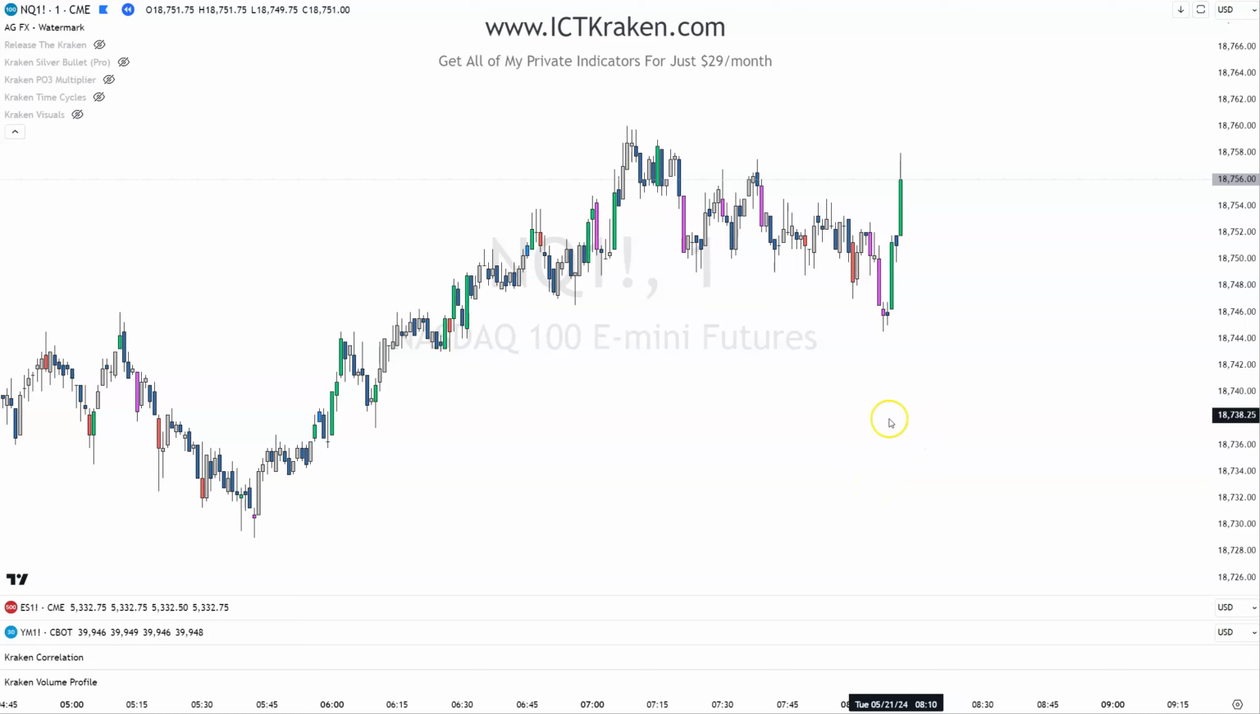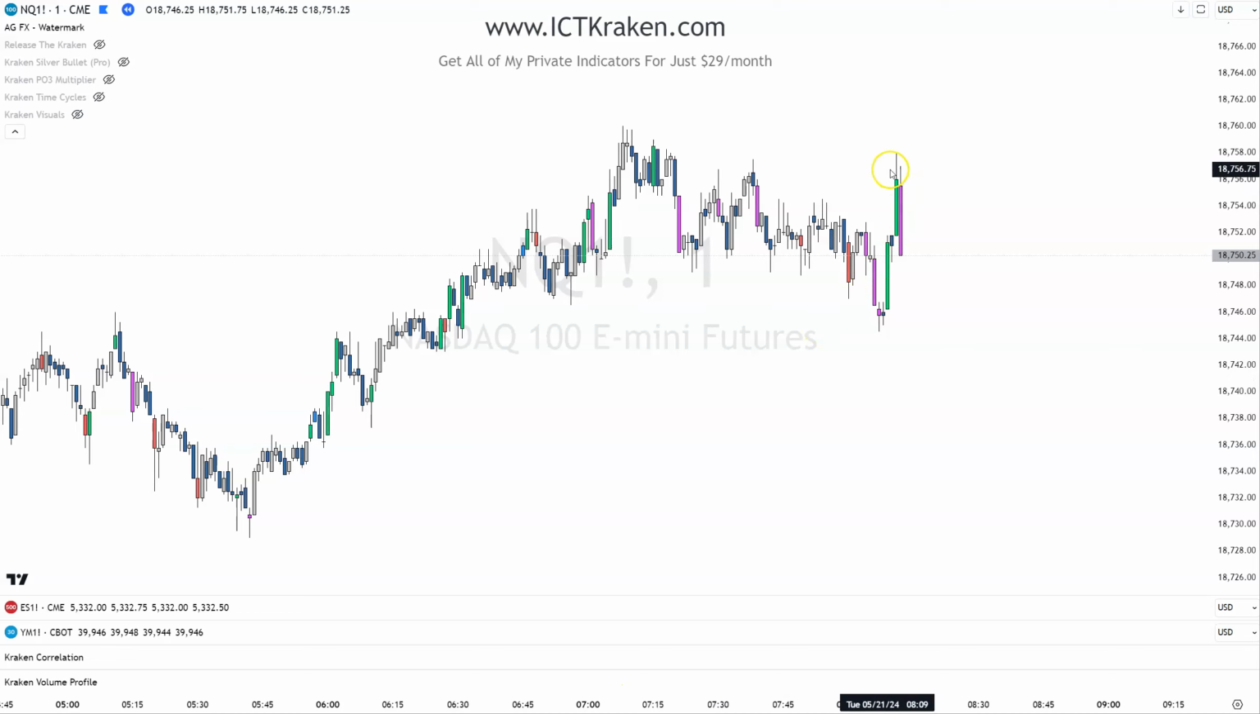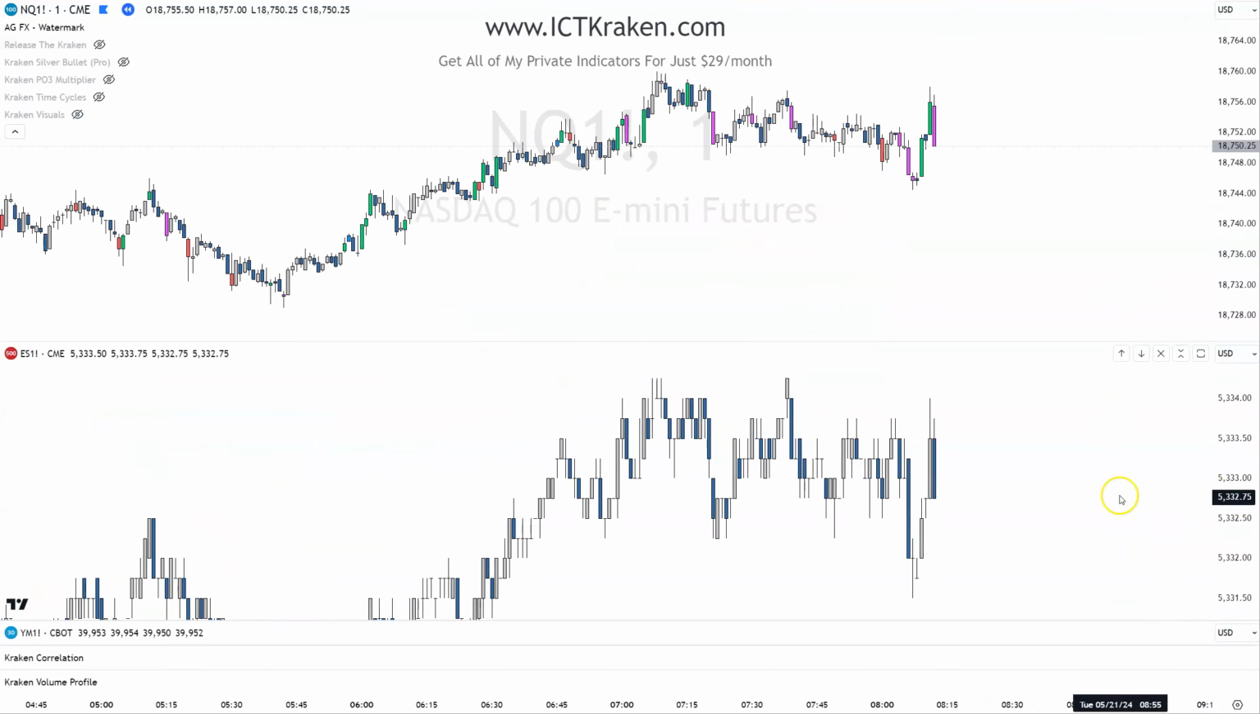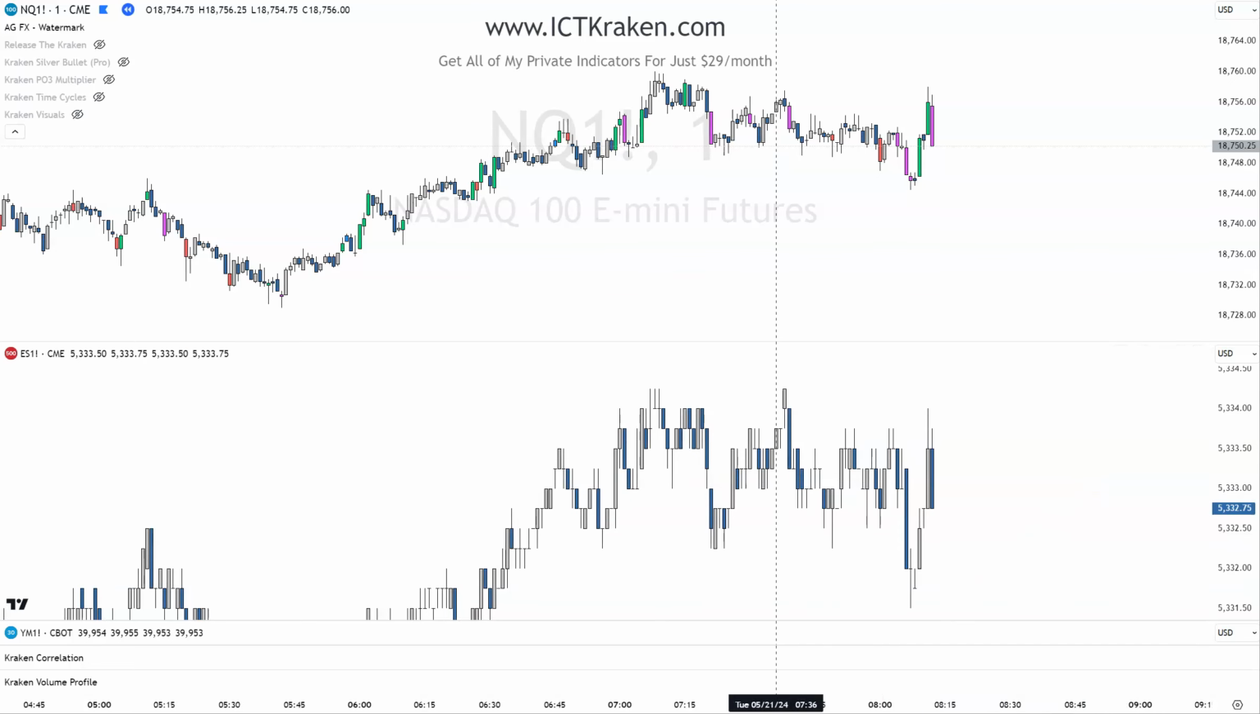Today I want to go over the pre-market trade setup that was on Tuesday, May 21st. Okay, so this obviously has the Kraken volume profile on with the green candles showing the aggressive candles. Let's do another candle here. Okay, so that is a swing point. So let's look and see if there's any SMT going on. All right, let me switch to my crosshairs so it's easier to see.